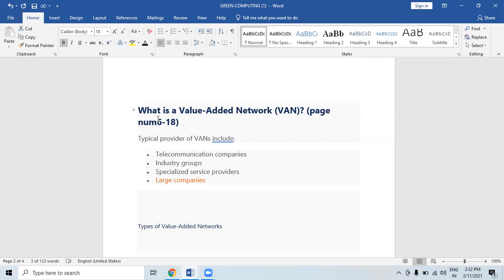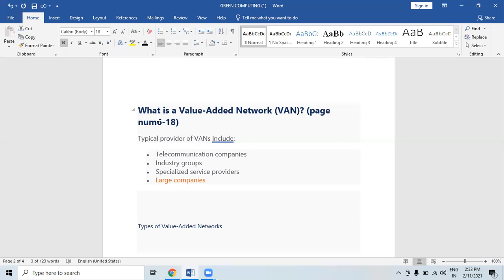Then another benefit of a VAN is secure and reliable transmission. It ensures secure transmission of company data, and also that data is received by the recipient. A VAN is a closed network, which means that only members of the network can access data. VANs are not connected to the wider internet and use a different infrastructure. VAN providers include telecommunication companies, industry groups, specialized service providers, and large companies.